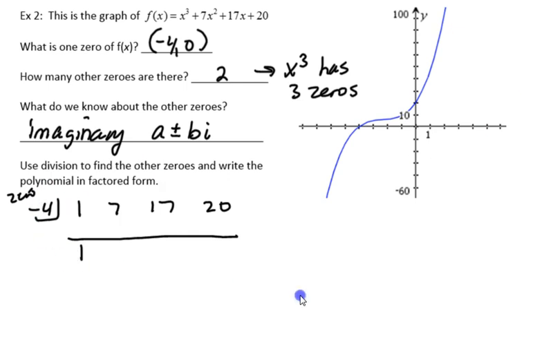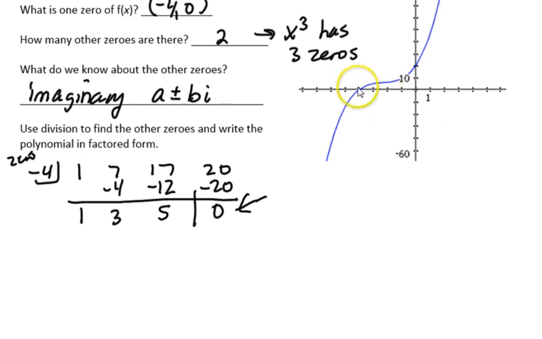So negative 4 times 1 is negative 4, add. Negative 4 times 3 is negative 12, add. Negative 4 times 5 is negative 20, add. And you hope, if it is a 0, the remainder here must equal 0. If the number negative 4 is not a 0 of this polynomial, then I would not get a 0 remainder. So if you know it has to be a 0, then check your multiplication or your addition, because that has to be a 0.